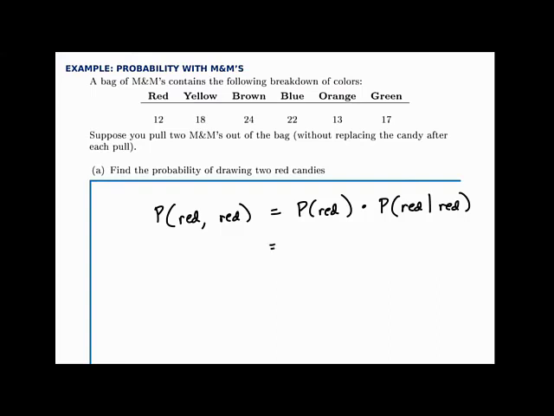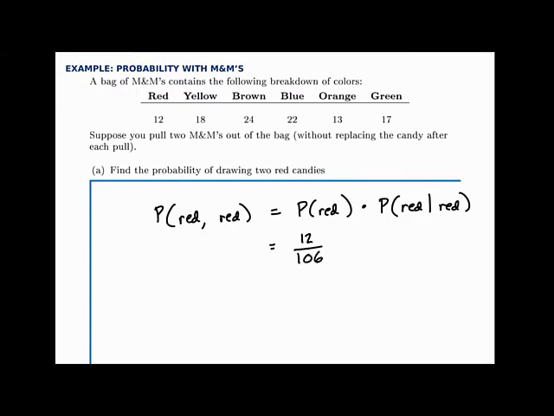So the first one, there are 12 red candies, and if you add all the total counts together, you'll find that there's a total of 106 M&Ms in this bag to begin with. So the probability the first one is red is 12 out of 106.